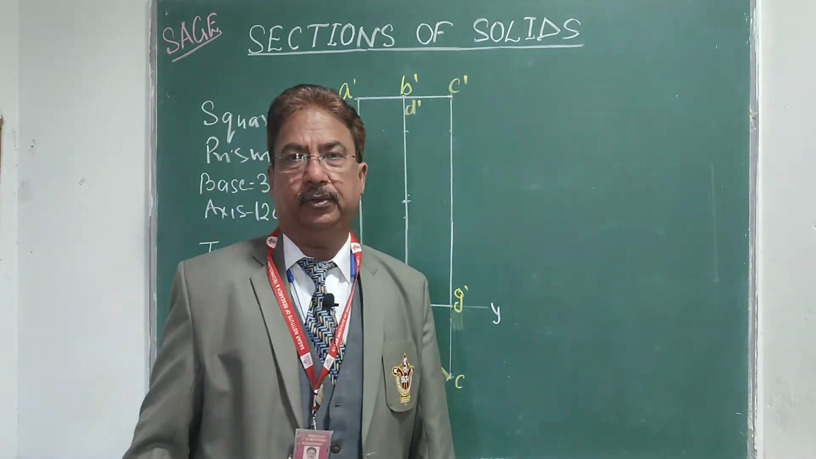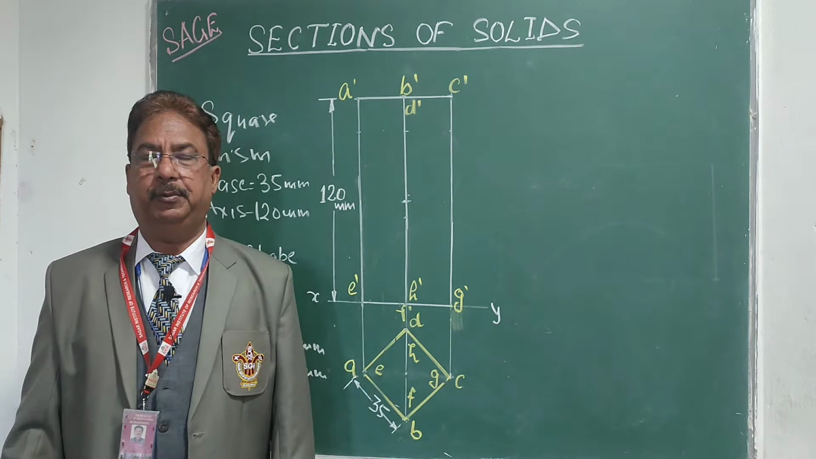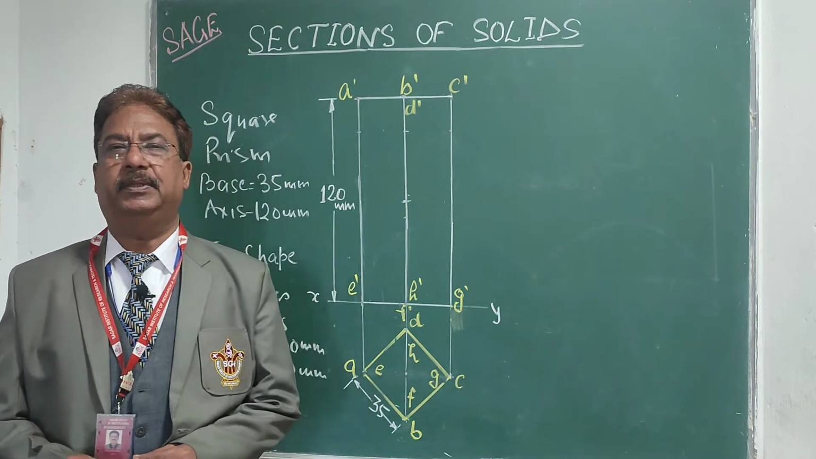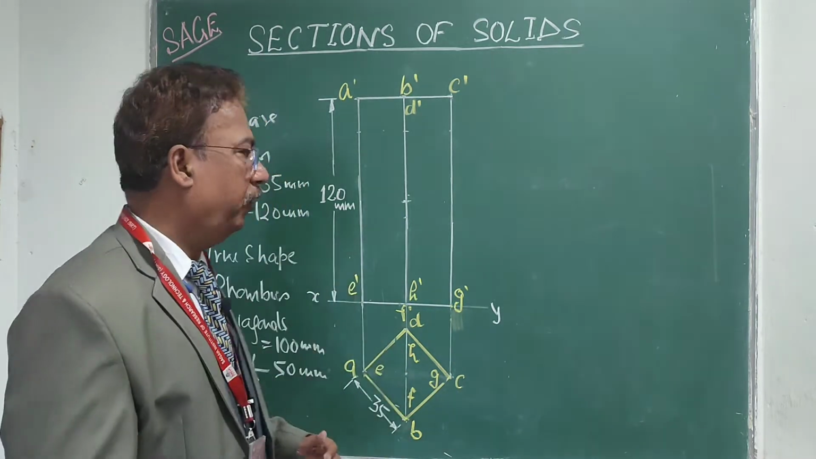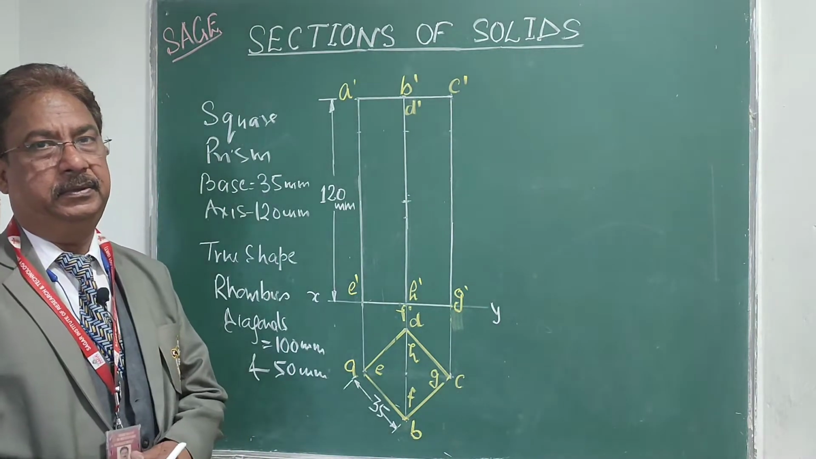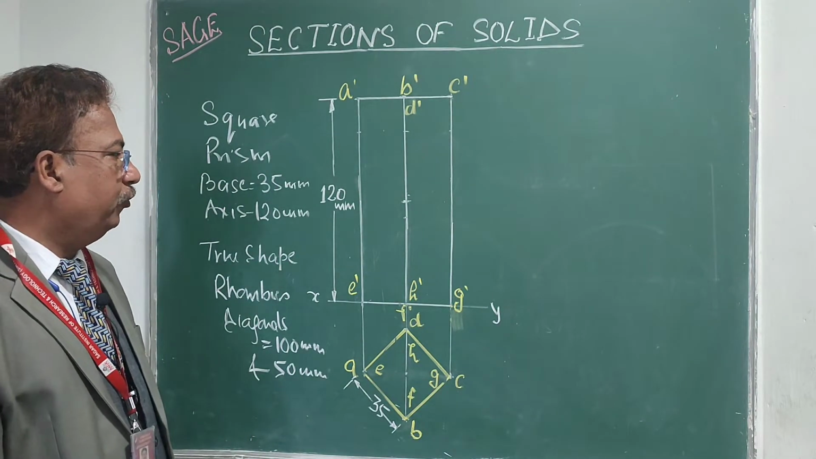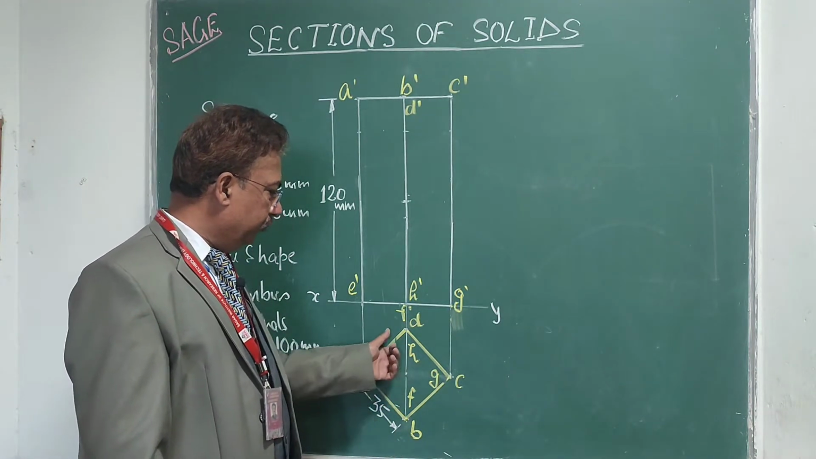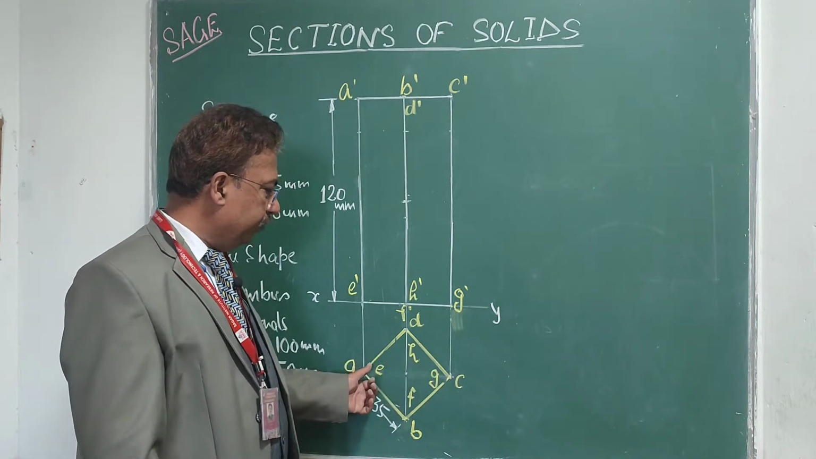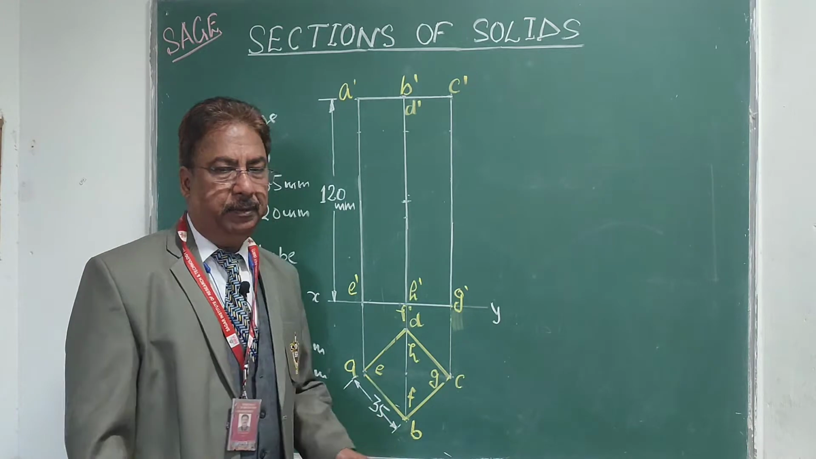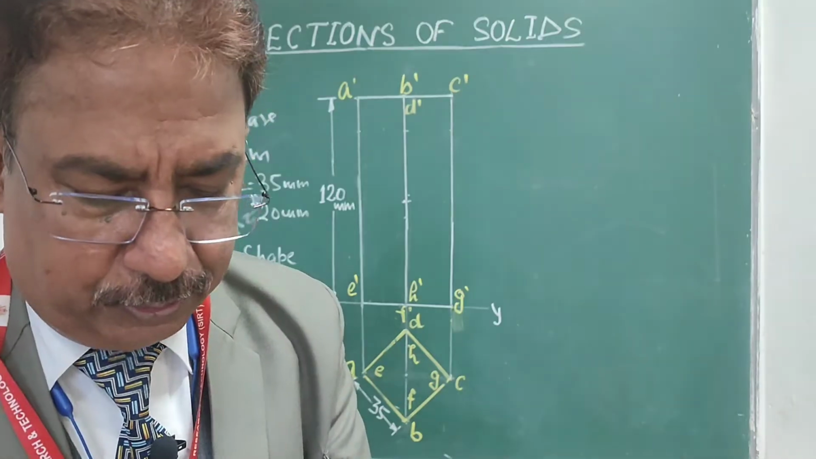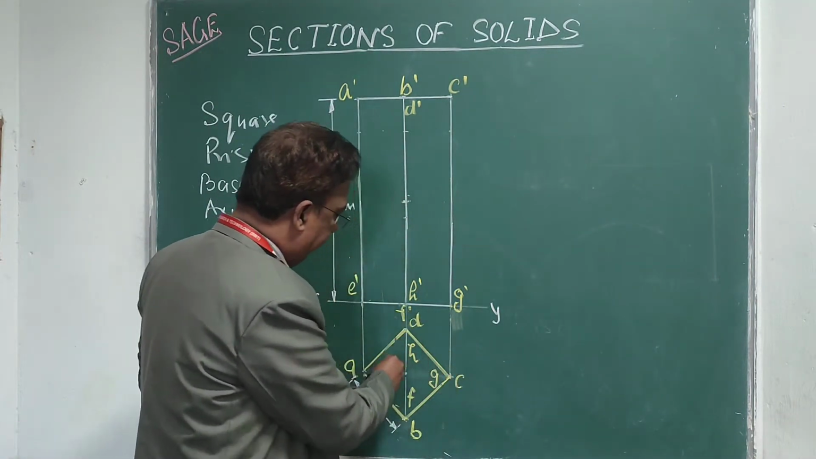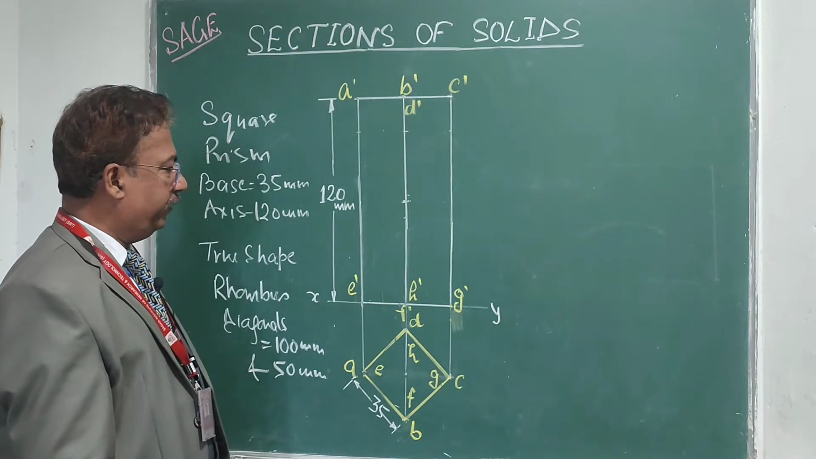So in this problem, the square prism is given to me, and I have to cut this in such a way that the true shape of the section will be a rhombus of 100 mm and 50 mm diagonals. As we want to get the rhombus, you know that we have to place our square prism with the base on the HP with all the base sides equally inclined to VP. So initially I have drawn this figure, and in this figure I have kept all the sides of the square inclined 45 degrees to the XY.